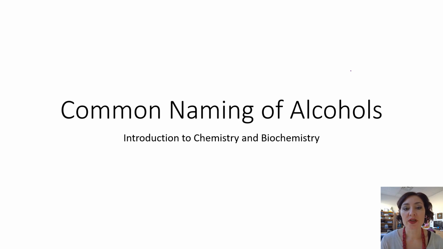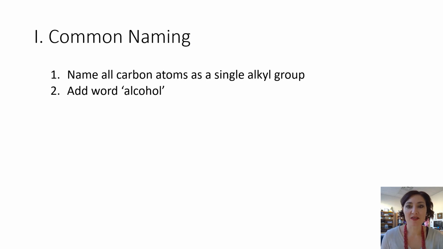In this podcast, we are going to go over the common naming system for some simple alcohols. The common system for naming alcohols is pretty simple. It's comparable to how we would name an alkyl halide. We take all the carbon atoms in the parent chain and name them as a single alkyl group, and then we add the word alcohol afterwards. Instead of practicing here, I've set up a table on the next slide for us to practice.